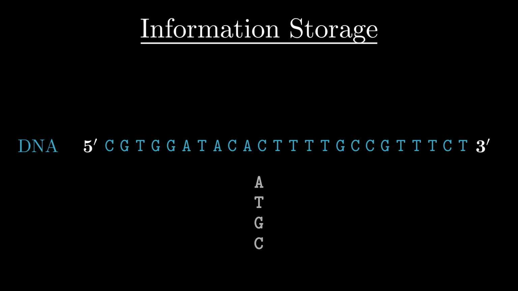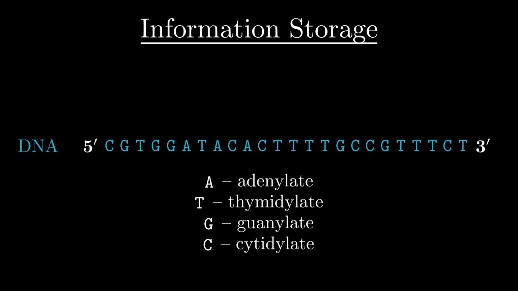In a protein there are 20 possible amino acids, but in a DNA molecule there are only 4 possible nucleotides, whose one-letter codes are A, T, G, and C. The full names of these nucleotides are adenylate, thymidylate, guanylate, and cytidylate.